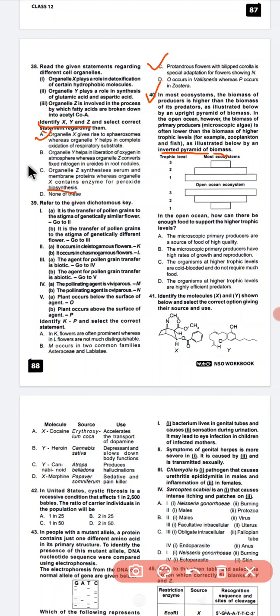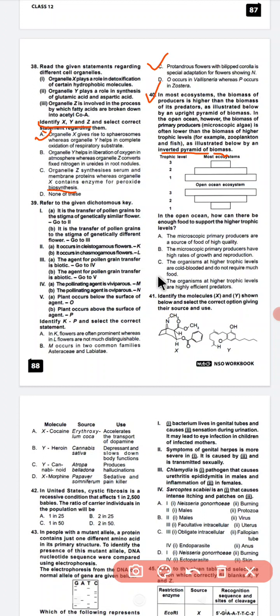Okay, now we have this level, most ecosystem, that is the most trophic level 1, 2, and 3. Here also 1, 2, 3, open ocean ecosystem. In the open ocean, how can there be enough food to support the higher trophic level? These are the 4 options provided. You have to choose the best option among these 4.